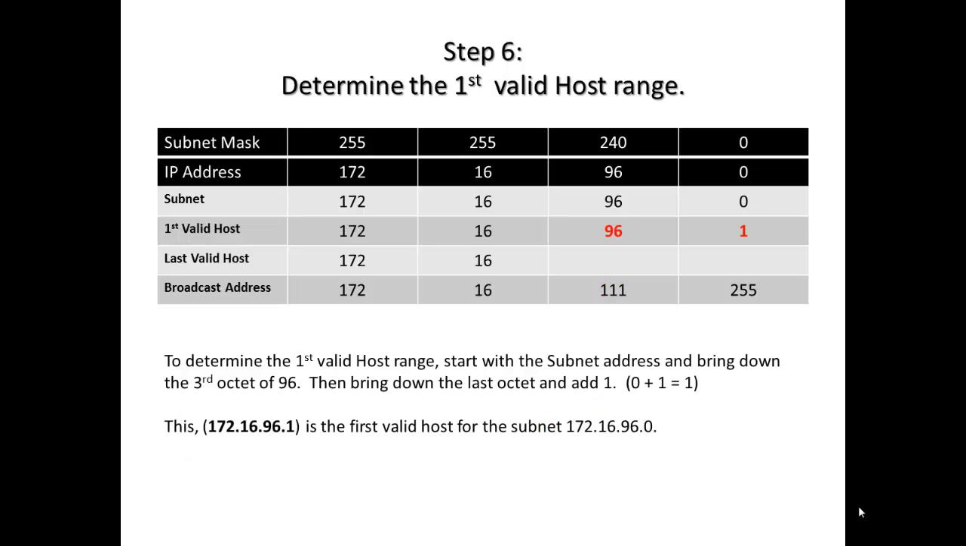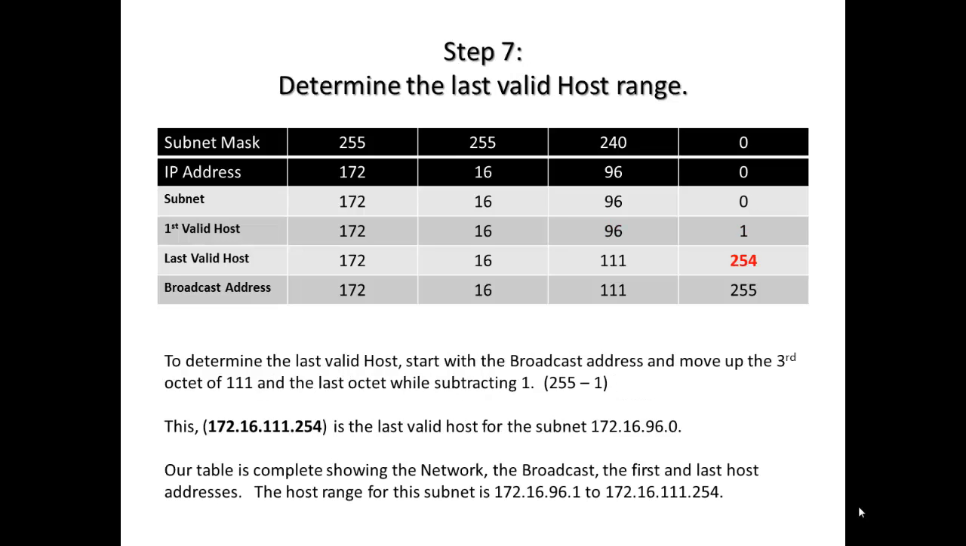We now have to determine our first and last valid host ranges. We'll start with the first, obviously. We start with the subnet, third octet 96, and bring it down. Now for the last octet, we add 1, so 0 plus 1 is 1, and we fill in 1 in this space. Now for the last valid host, we start from the broadcast address and work up. From the 111 in the third octet, we bring that up, and then the 255 in the last octet, we subtract 1. In this case, it will be 254, and we fill it in here.